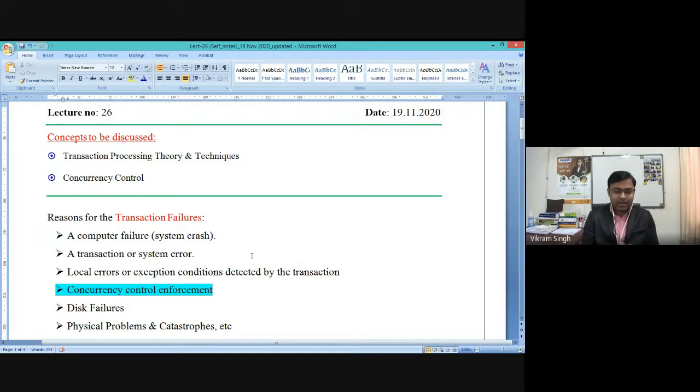So these errors are equivalent to some bugs. It is equivalent to some incorrect execution of the transaction, incorrect execution of the program which is handling the transaction, right? So this is that specific reason. The next reason is very important.